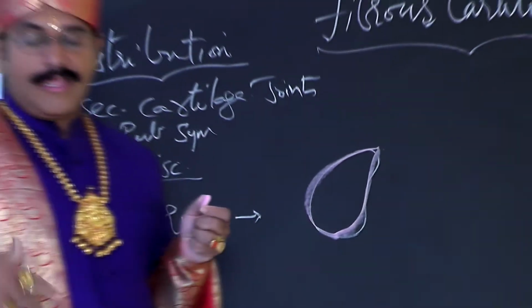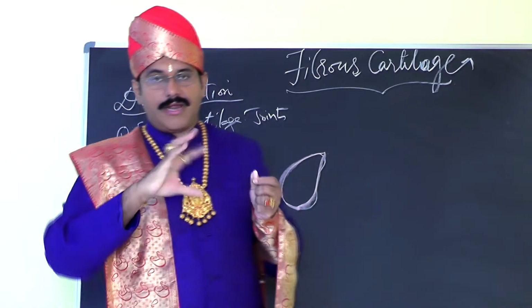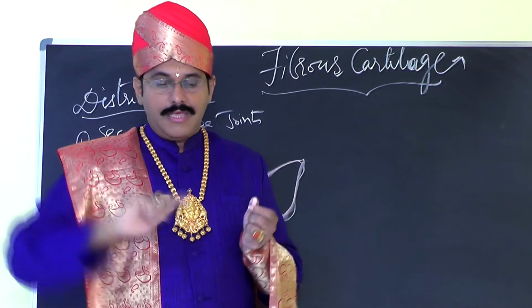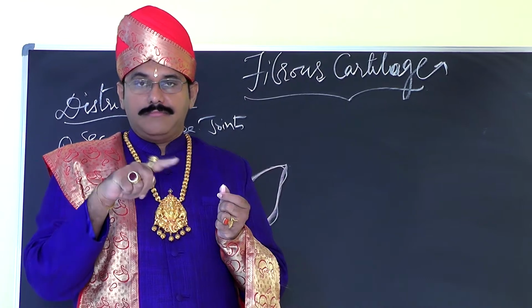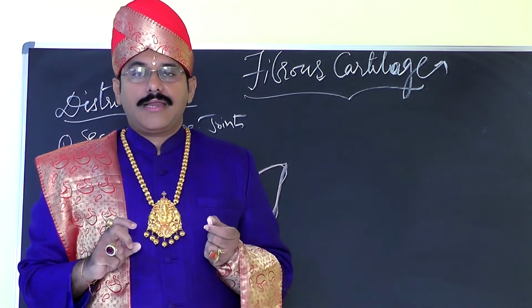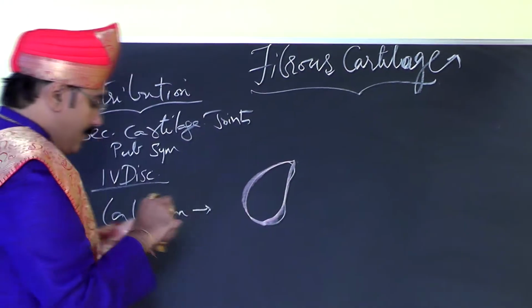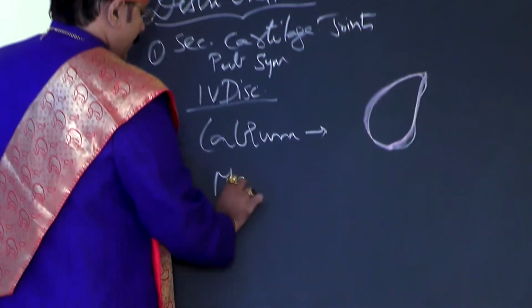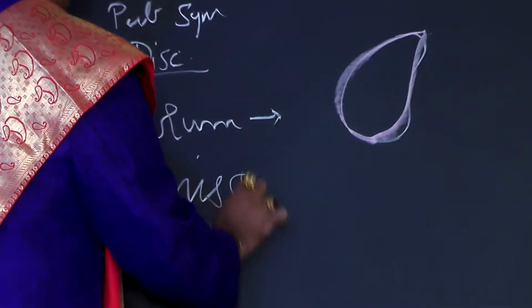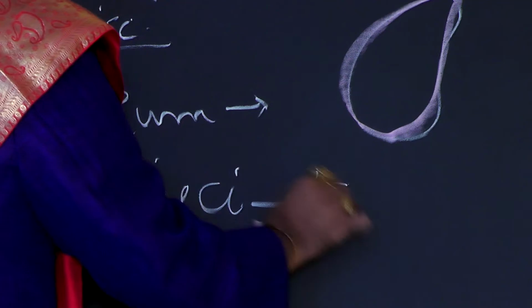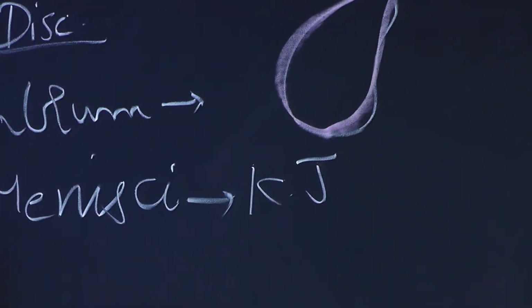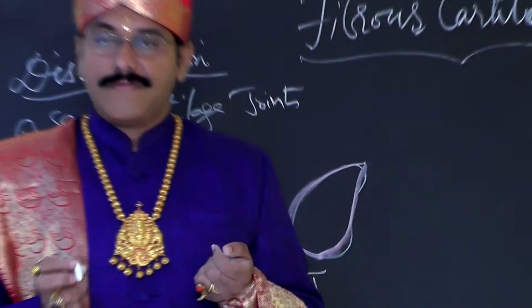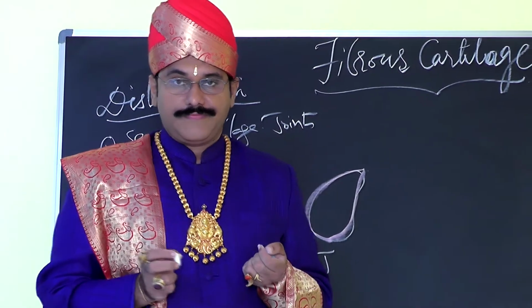In the same way, in the hip joint, the head of the femur articulates with the acetabular cavity. Surrounding the acetabulum, you again have the acetabular labrum. And the menisci of the knee joint, the medial meniscus and lateral meniscus, are also classical examples of the fibrocartilage.